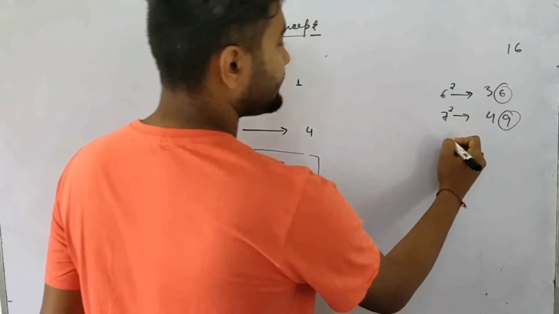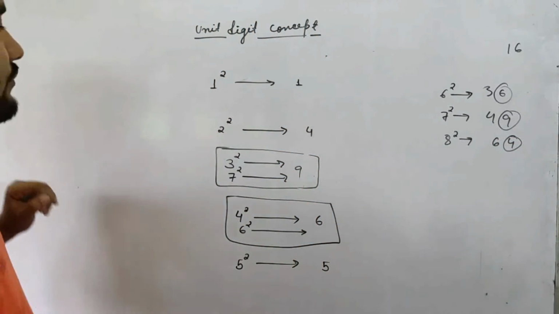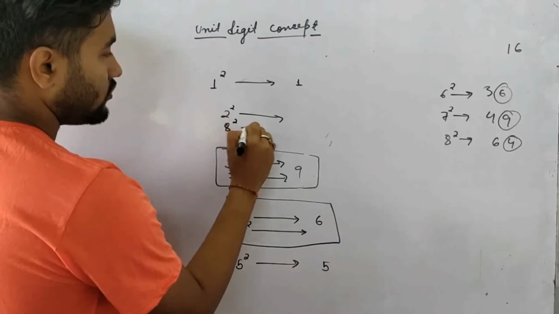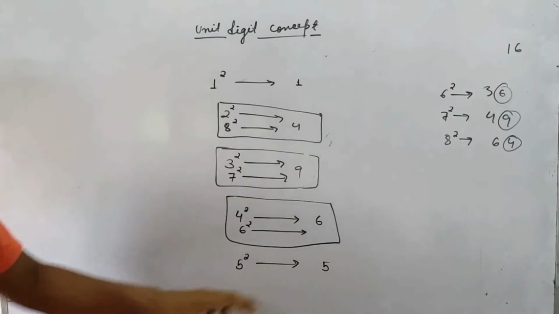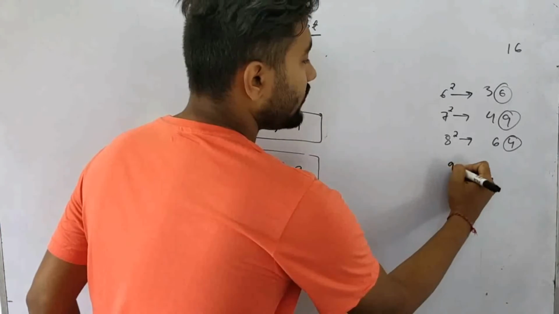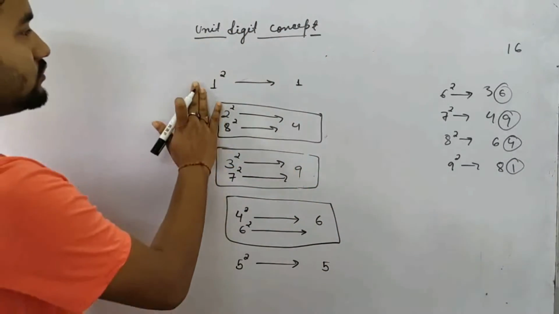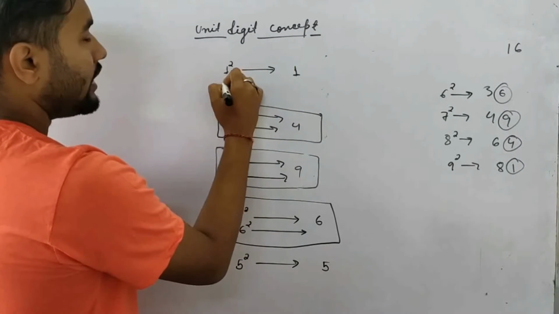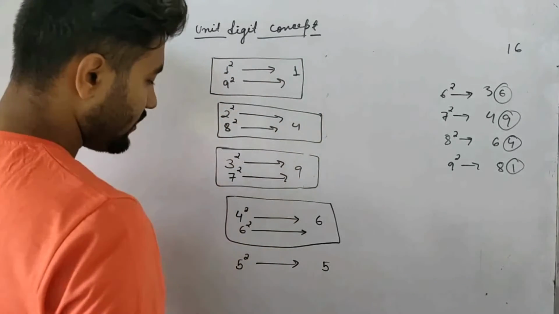Next, 8. What is 8 square? 8 eights are 64. What is the unit digit? 4. So 2 square unit digit is also 4, and 8 square unit digit is also 4. Next is 9. 9 square is 81. So what is the unit digit? 1. So 1 square is also 1 and 9 square is also 1, and this is single.